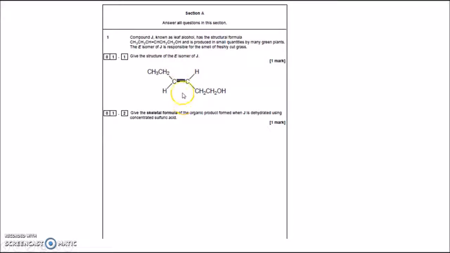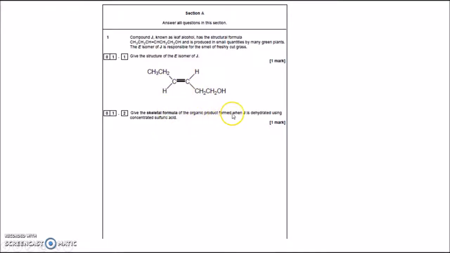Just incidentally, one thing I didn't say is how do I check if this has geometric isomers, or stereoisomers, at all? Well, I look to the left of the double bond on the carbon here. If this group and this group are different, and to the right of the double bond this group and this group are different, it will have geometric isomers. It only doesn't have geometric isomers if these two are the same or these two are the same.